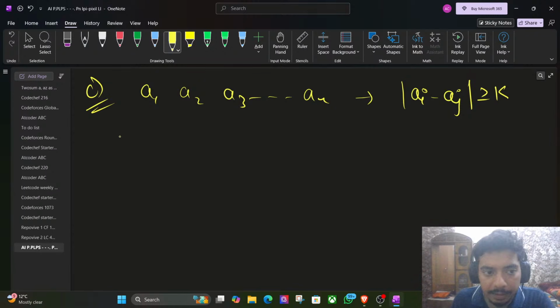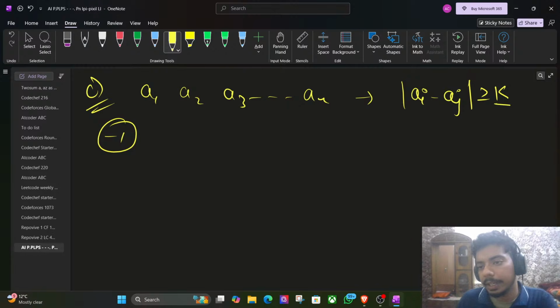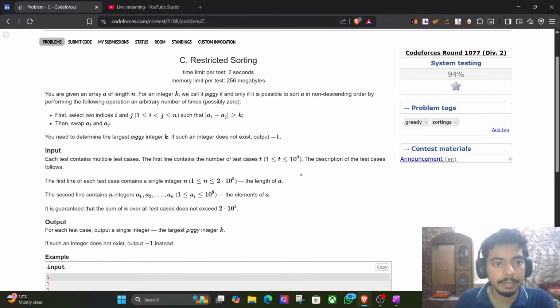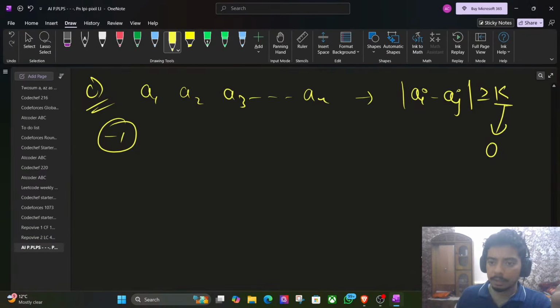What is the only condition when minus 1 will occur? Because I can take k as 0 also. If we take k equal to 0, then for all elements from 1 to 10 to the power 9, the difference between arbitrary elements cannot be less than 0, because it's the absolute difference. So I can sort all the times. If an array is not sorted, I can sort it by taking k equal to 0. It's the minimum k that I can take.